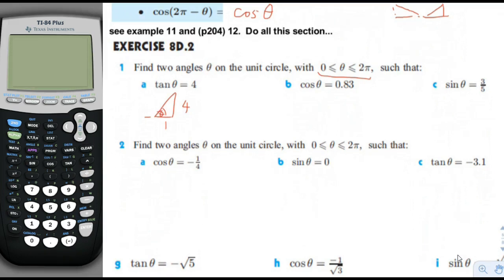So one of the thetas looks about like that. The other theta would be pointing kind of down like that. It would be negative 1 and negative 4, because if you have opposite over adjacent, negative 4 divided by negative 1, what do you know? That's equal to positive 4 also. So there's two thetas.